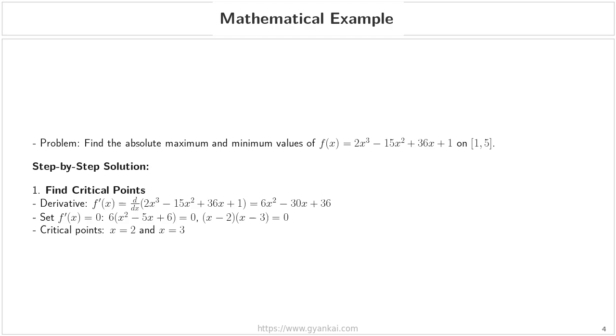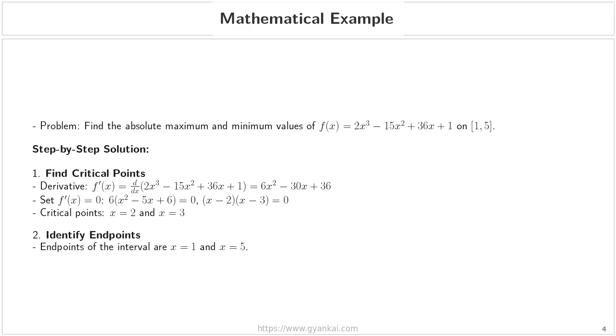Starting with step 1, finding the critical points. First, we need to find the first derivative of the function. By applying the power rule, the derivative f prime of x is 6x squared minus 30x plus 36. To find the critical points, we set this derivative equal to 0. We can factor out a 6, giving us 6 times the quantity x squared minus 5x plus 6 equals 0. Further factoring the quadratic expression gives us (x minus 2)(x minus 3) equals 0. Therefore, our critical points are x equals 2 and x equals 3. Since both of these values fall within our interval of 1 to 5, we must keep both.